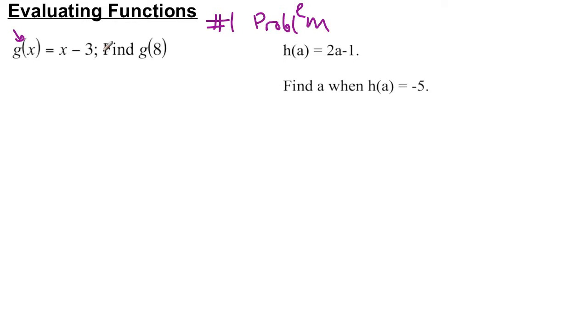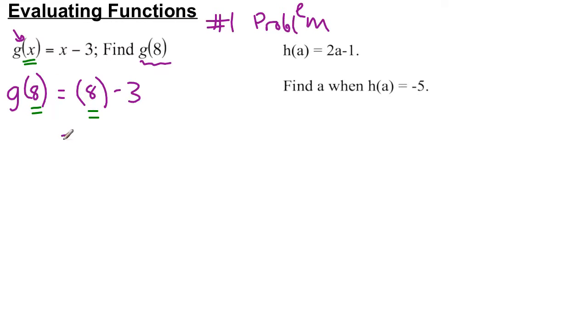g of x is x minus 3. What we want to find is g of 8. So we say g of 8, and just remember what just happened: we're saying put 8 in every time you see an x. So g of 8 is equal to 8 minus 3. I put this in parentheses just to emphasize the fact that we're substituting this in.